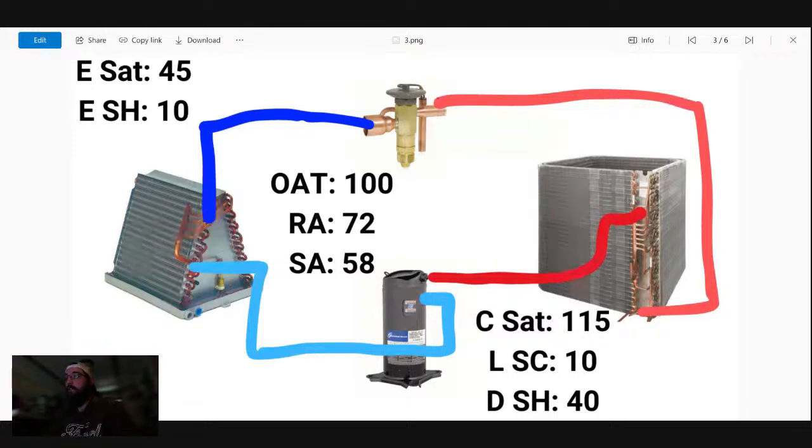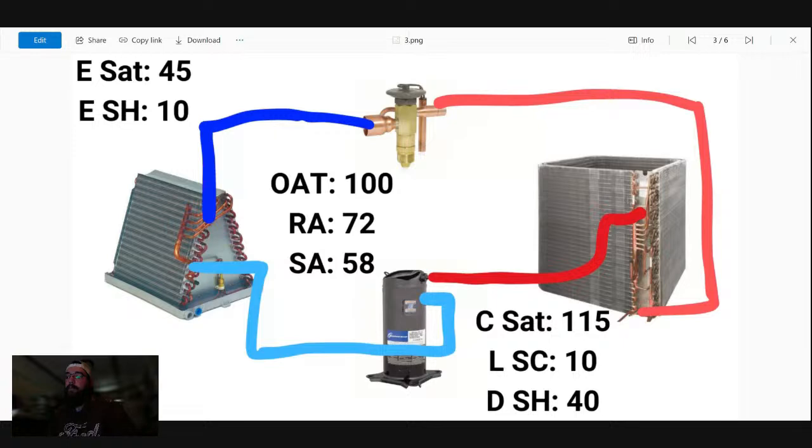Question about screws. Could a stuck slide valve cause high discharge superheat with no other symptoms? No high head, evap superheat is good, everything else seems normal. No is the short answer. The slide valve being stuck, if it's stuck too high, then you're going to be running elevated head pressures.